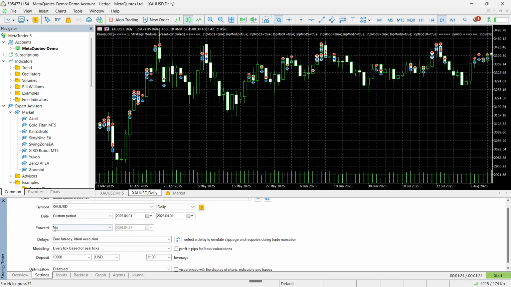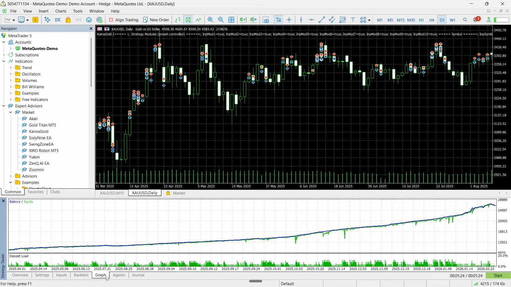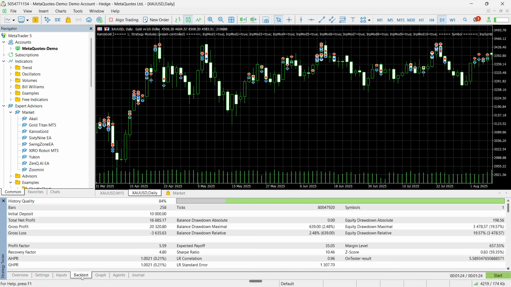So looking at my backtest on a 10K account, you can see the equity curve shows strong overall growth, and this is reflected in the results as well, with net profits around $16,700 and a high profit factor of 5.59, maximum equity drawdown which is approximately 19.5%, as you can see here, while the balance drawdown stays much lower at 2.48%.